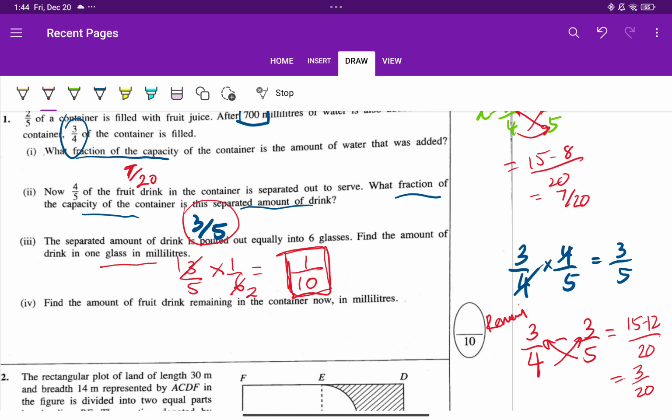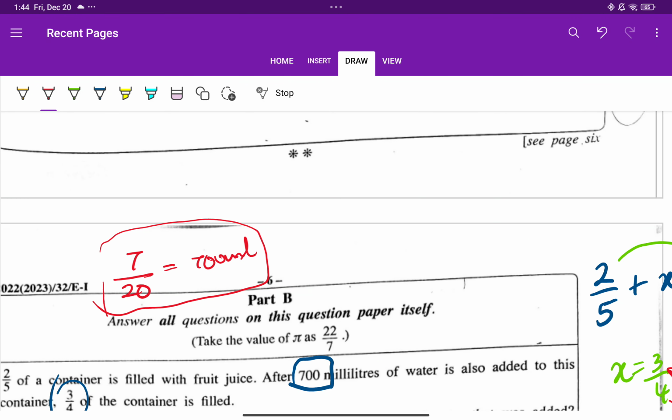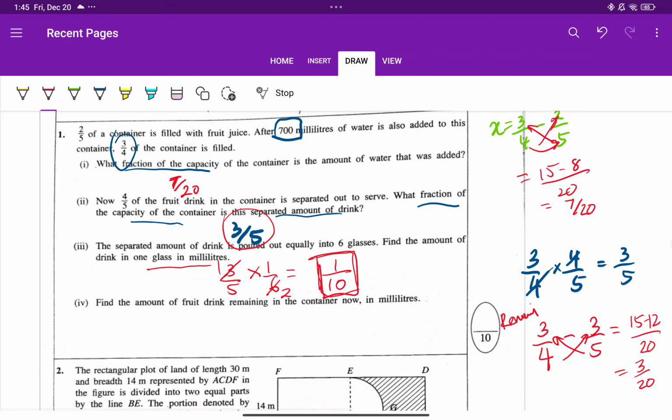They're asking the amount of drink in the glass in milliliters. Now we'll have to use this. We'll have to find the total capacity of the container first. How do you find it? We have to multiply this value by 20 and divide it by 7. 700 multiplied by 20 divided by 7. That will give you 2000, right? 2000 milliliters is the total capacity. Out of the total capacity, only 1/10 is contained in a glass. So 2000 milliliters times 1/10 means 200 milliliters is there in the glass. So in one glass there's 200 milliliters.